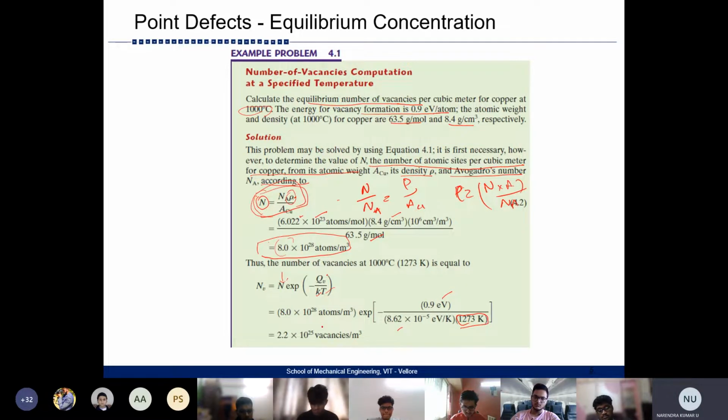If you try to solve this, you will get Nv equal to 2.2 into 10 power 25 vacancies per meter cube. This one you need to remember. You need to calculate it based on the theoretical density.